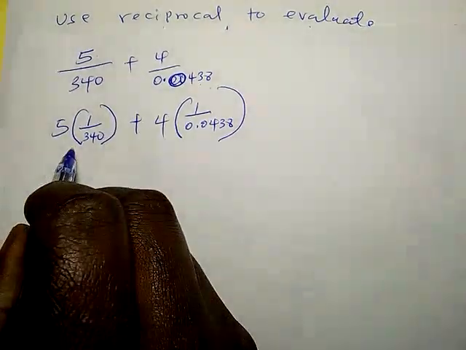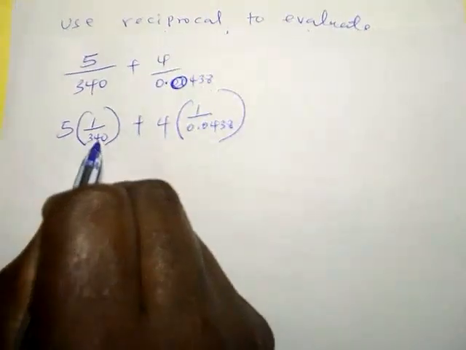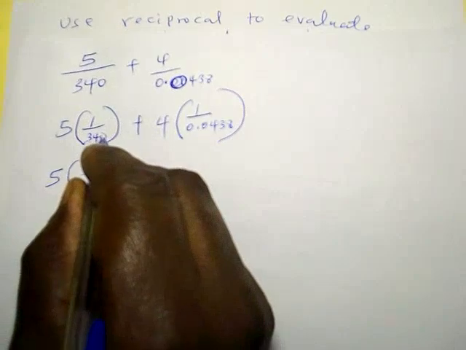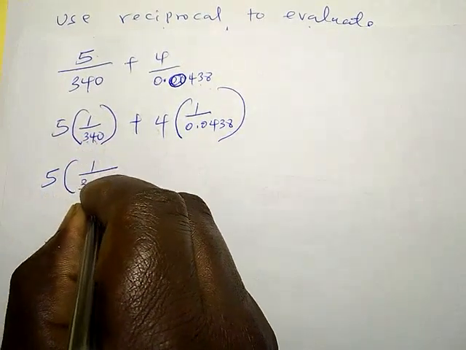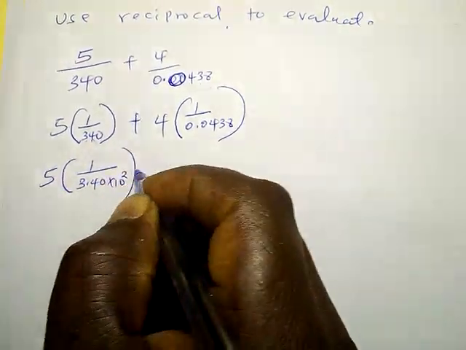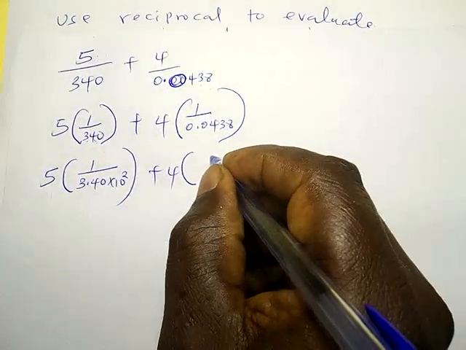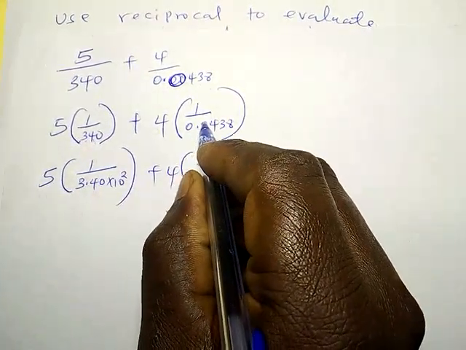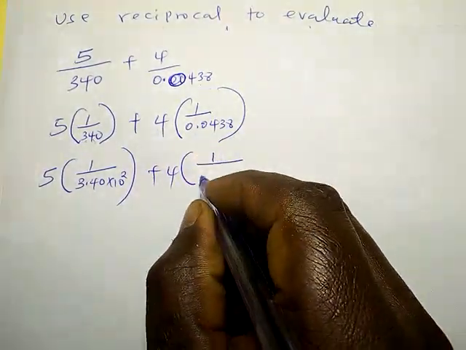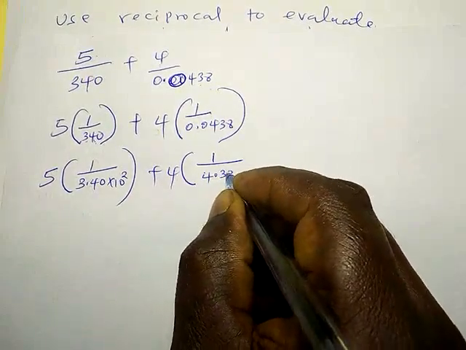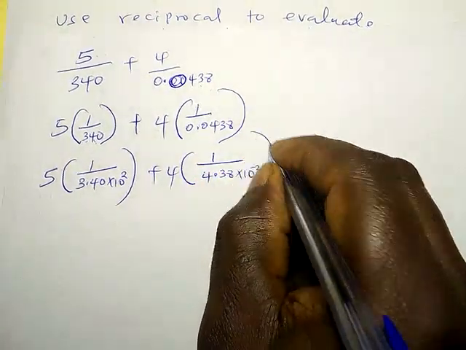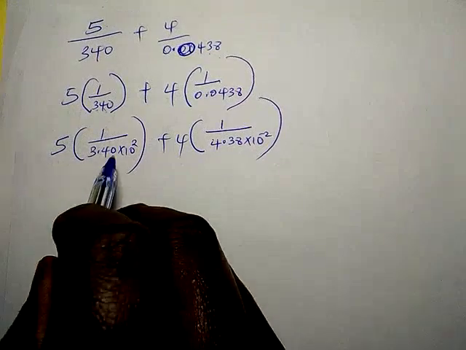The second step is now to write this number in standard form because 340 cannot be found in our reciprocal table. So that is now 5 into 1 over, this one is 1 to 3.40 times 10 raised to power n times 1 to 2, you cross, plus 4 into 1 over, write this one in standard form, 1 to, we are going to the right, so it is going to be negative. So 1 2, that is now 4.38 times 10 raised to power negative 2.